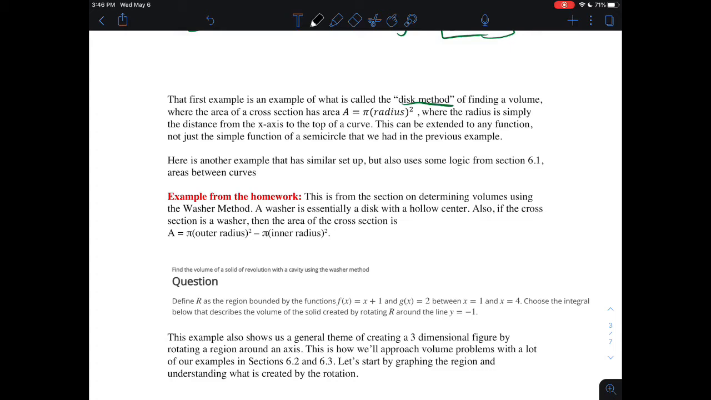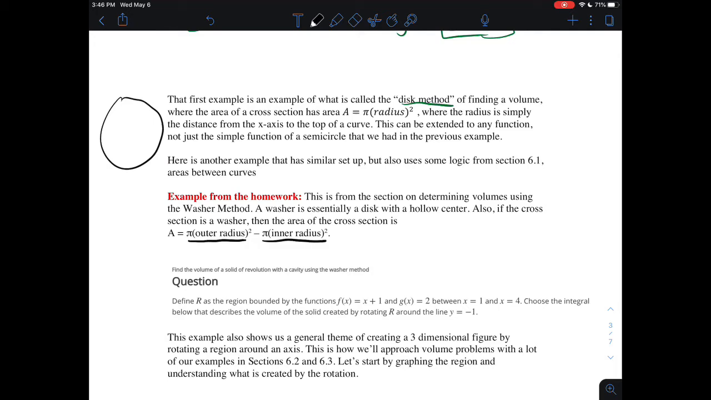This can be extended to any function, not just the simple function of a semicircle that we had in that previous example. So here's another example that has a similar setup, but also uses some logic from section 6.1, which was the section on the areas between curves. I'm taking this example from the homework, and this is from the section that is called Determining Volumes Using What's Called the Washer Method. A washer is essentially a disk with a hollow center. So, if the cross-section is a washer, then the area of the cross-section will be similar to what we talked about with the disk method. It will involve two areas of circles and the difference of them.